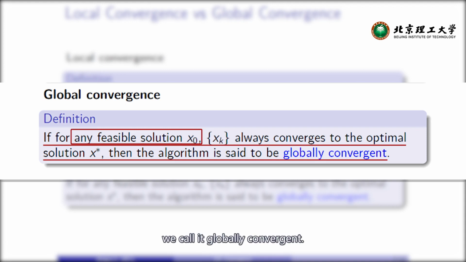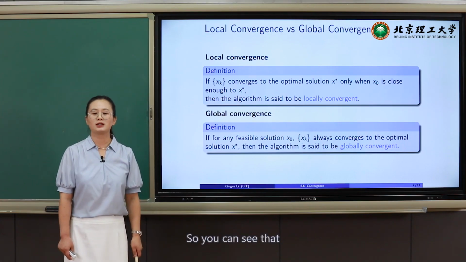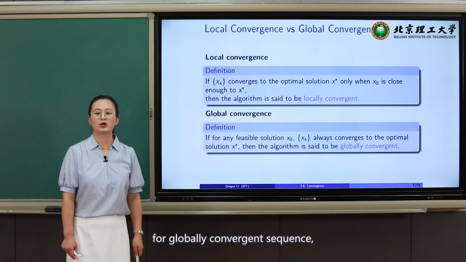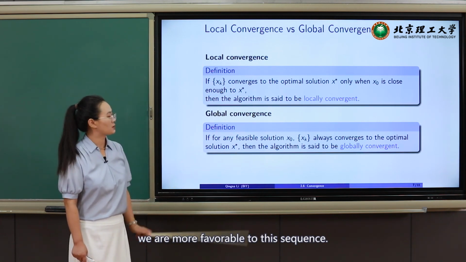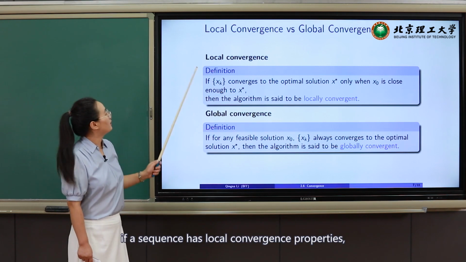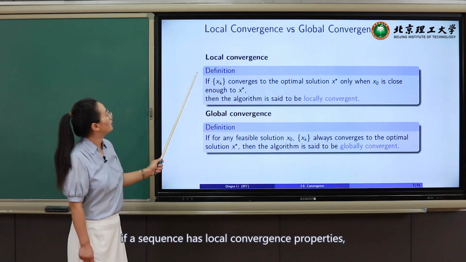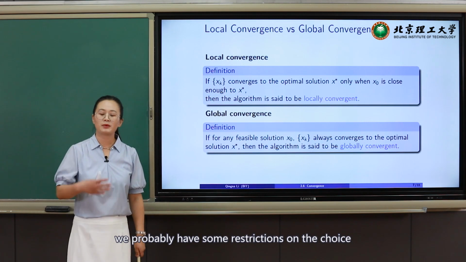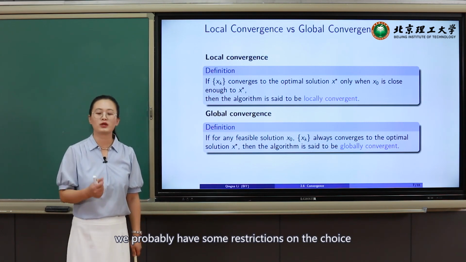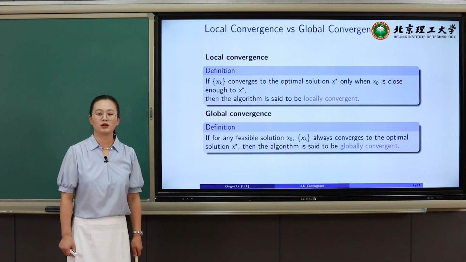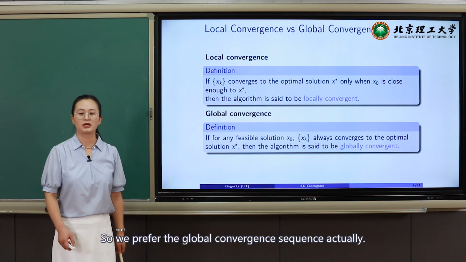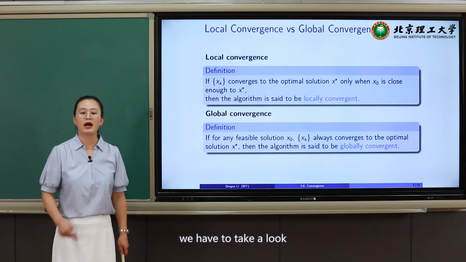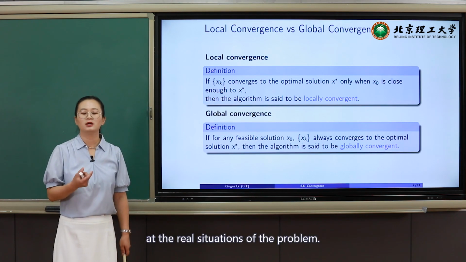globally convergent. So you can see that we are more favorable to a globally convergent sequence. However, if a sequence has local convergence properties, we probably have some restrictions on the choice of starting point. So we prefer the global convergence sequence, actually. However, in practice, we have to take a look at the real situations of the problem.